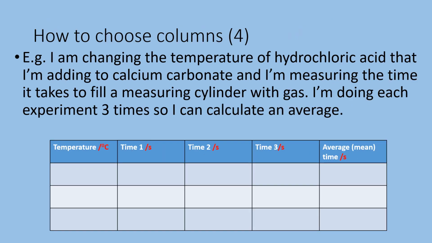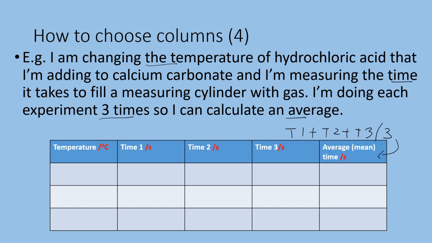Finally, in this example, we're just going to look at something different. So I'm changing the temperature, my independent variable, of the hydrochloric acid. I'm adding it to calcium carbonate, and this time I'm measuring the time. I'm going to do the experiment 3 times and calculate an average. So basically, underline all the information. So you know you're measuring the temperature in degrees centigrade. You're doing it 3 times. You're going to have time 1, 2, and 3 in seconds. And then what you're going to do is calculate an average. Now to calculate an average, you're going to do time 1 plus time 2 plus time 3, divided by 3. And that will give you your average.